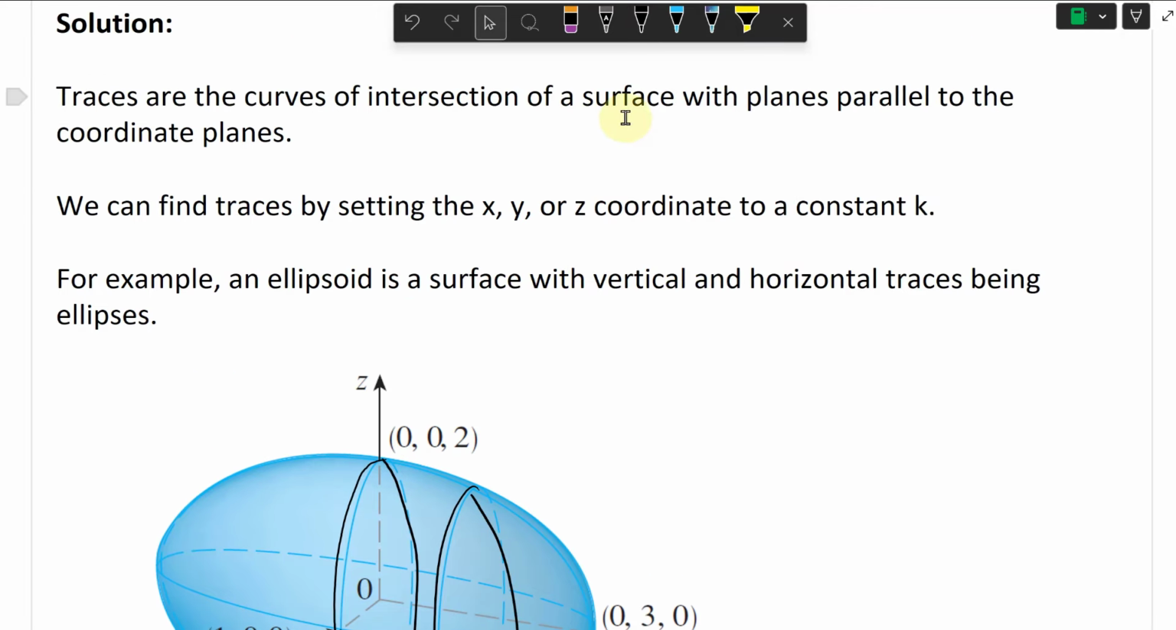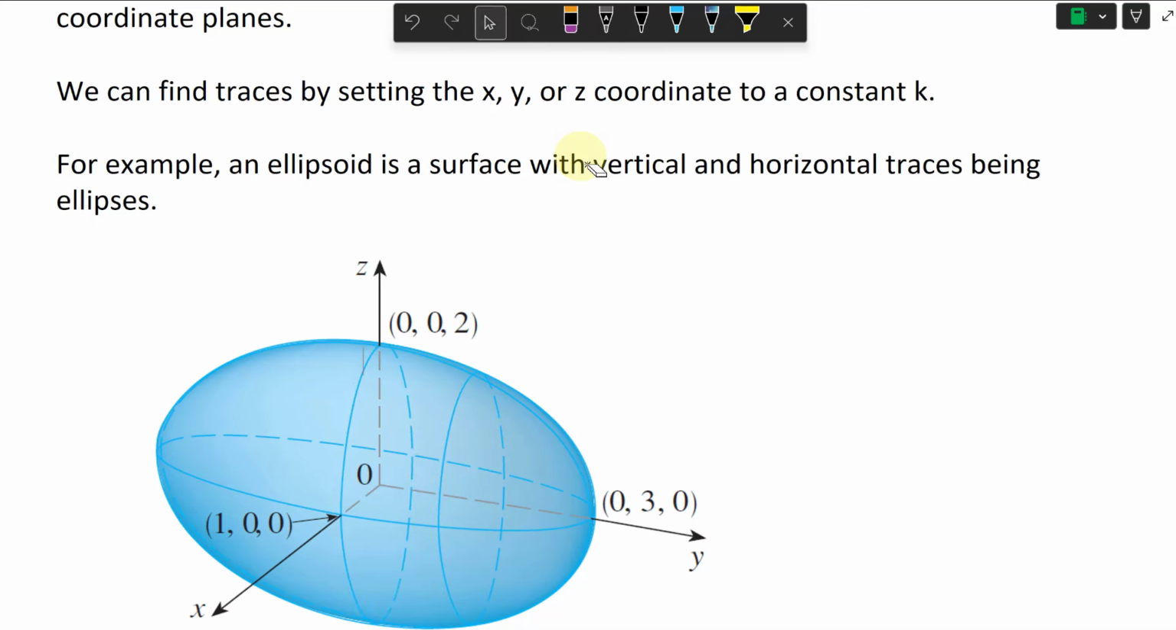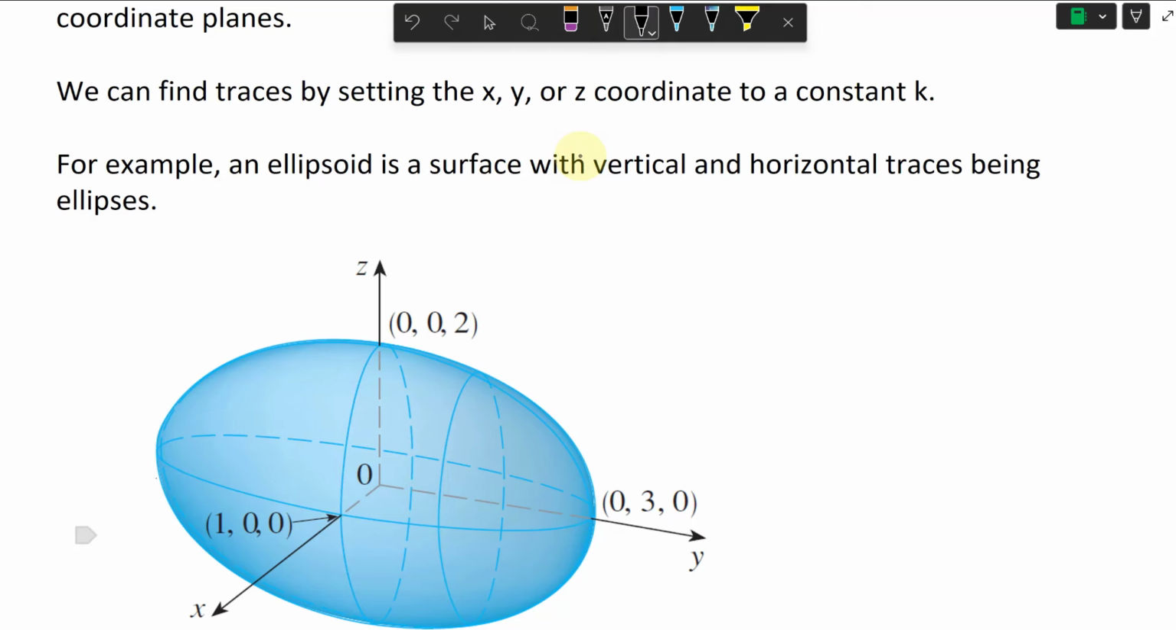They are the curves of intersection with planes parallel to the coordinate plane. So this plane right here is parallel to the z one right here. Likewise, you also have the horizontal one. Horizontal right here is parallel to the y one like this, and also the x one, I believe. And then you also have the ones below it right here.